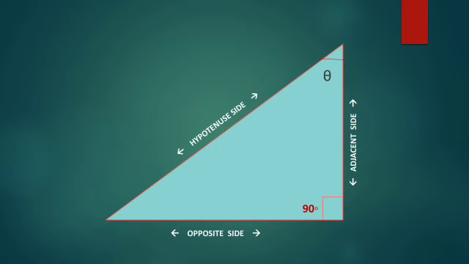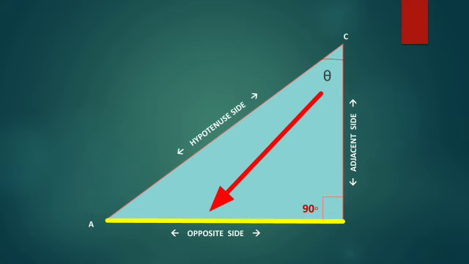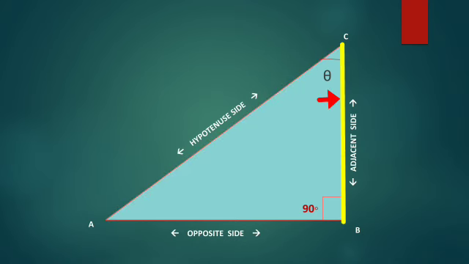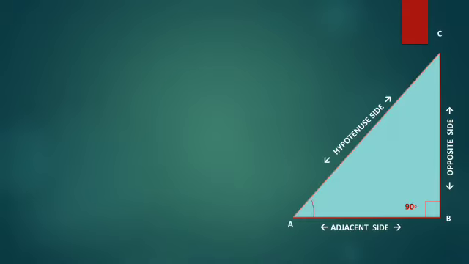I will repeat again: the side which is opposite to the angle theta, the side AB, is called the opposite side, and the side which is opposite to the 90 degree angle is called the hypotenuse side, and the remaining portion, which is below the angle theta, is called the adjacent side. So now I hope everything is clear about identifying adjacent, hypotenuse and opposite sides of a right triangle.